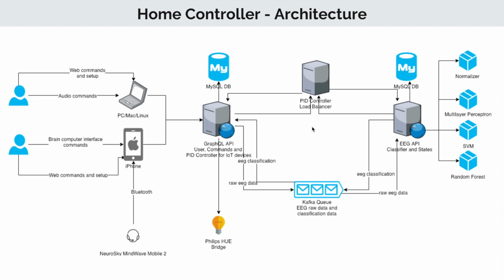Besides that, we have a really specific use case that we also covered. For the brain-computer interface, we dispatch those commands to the GraphQL API, and those are sent directly to a Kafka queue. This queue basically piles up a bunch of messages, and those messages will be consumed by an EEG API. This API will consume those messages and generate some classifiers. In our case here, it's generating a multi-layer perceptron, SVM, and random forest. Again, I'm not going to go into much detail on this part, because it's not related to the actual PID project.